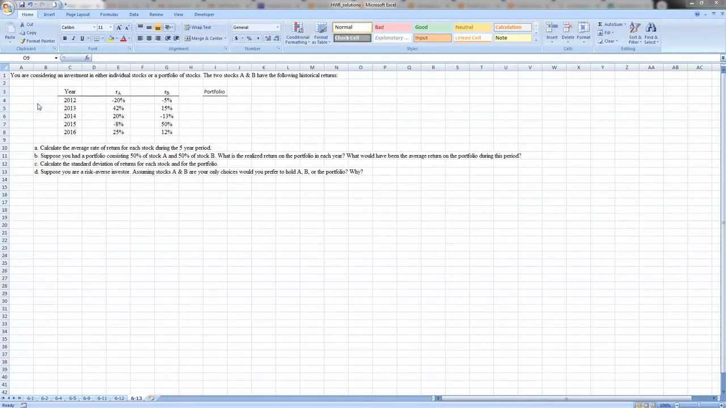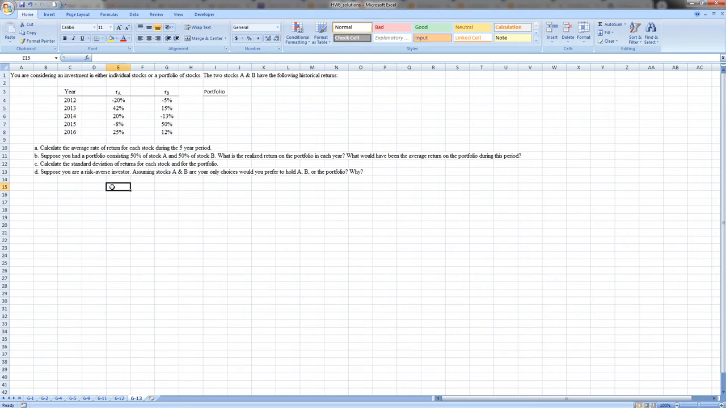For 613, you're considering investment in either individual stocks or a portfolio of stocks. The two stocks are A and B, and they have the following historical returns through a period of 2012 through 2016. This first part, you're supposed to calculate the average rate of return for each stock during the 5-year period, and then suppose you had a portfolio of 50% of A and 50% of B, what would be the realized return, and then calculate the standard deviations.